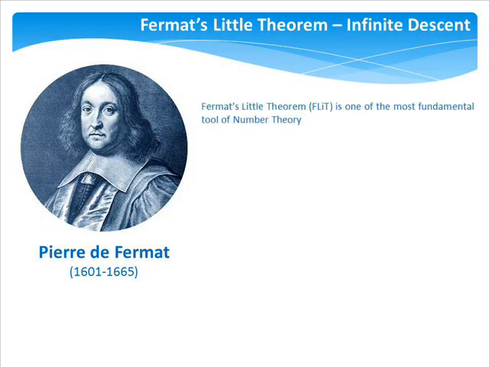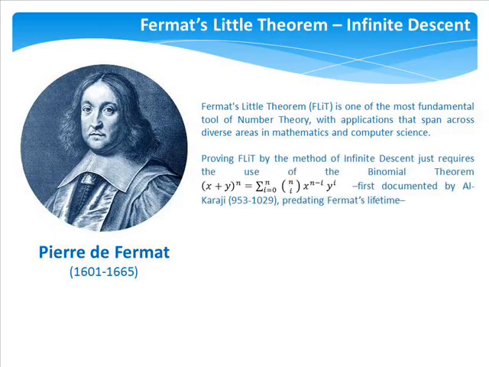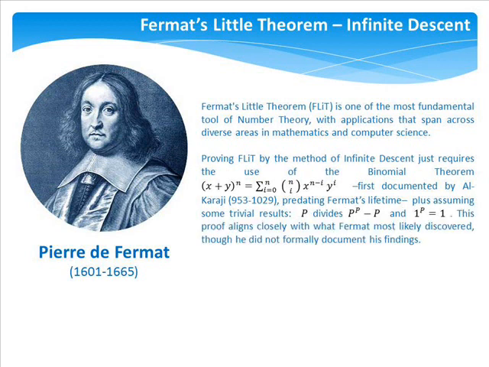In conclusion, Fermat's little theorem is one of the most fundamental tools of number theory, with applications that span across diverse areas in mathematics and computer science. Proving it by the method of infinite descent just requires the use of the binomial theorem, plus assuming some trivial results, that p divides p raised to p minus p, and 1 raised to p equals 1. This proof aligns closely with what Fermat most likely discovered, though he did not formally document his findings.